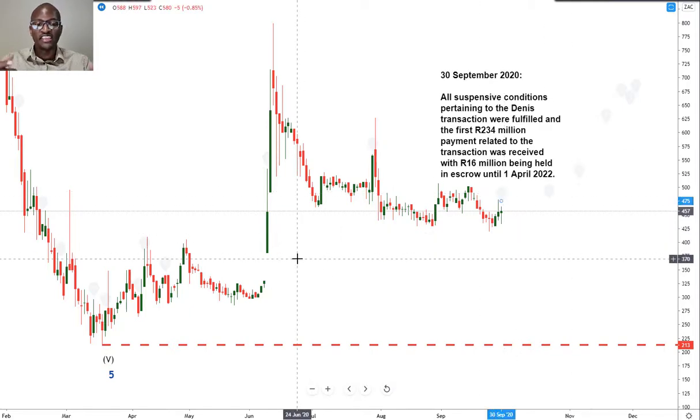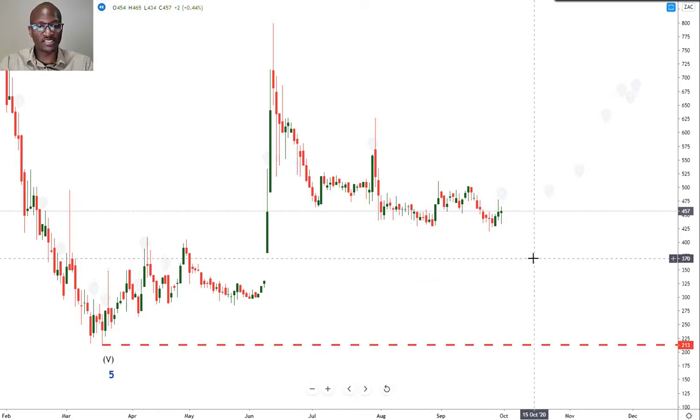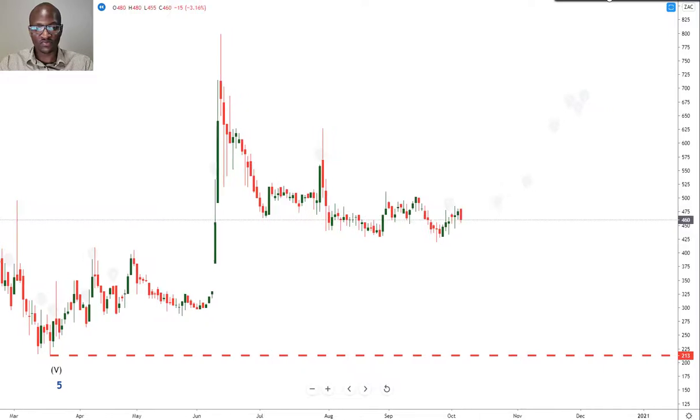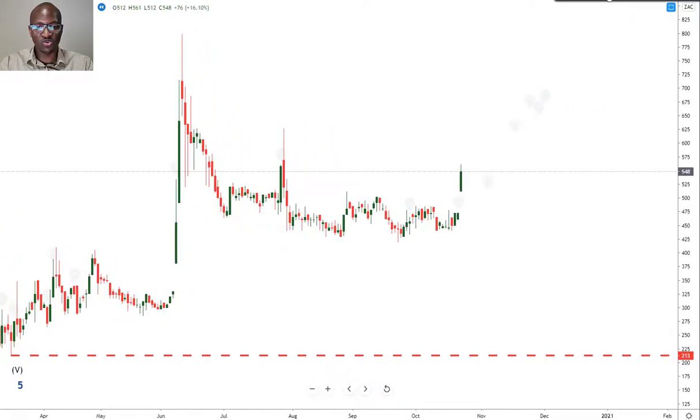On this day, this was not a SENS announcement, but I picked this up reading the annual report for EOH, and this also had to do with the Dennis transaction, where they reported that they had received the cash, and a portion of the cash received, the 16 million, was being held in escrow until 2022. So again, just more flow of cash into the business. And not too long after that, just go back one.